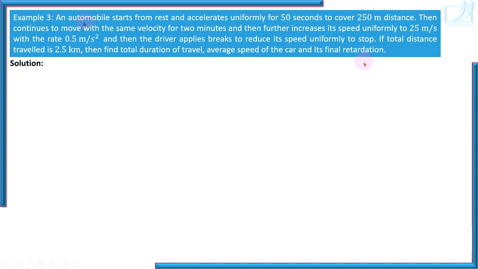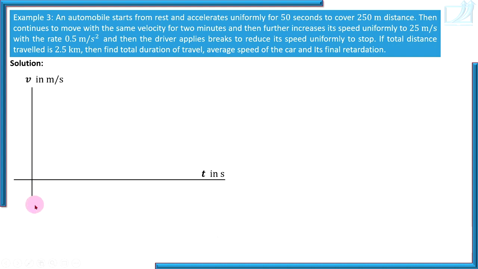Simple problem. You should draw the v-t diagram. What is there in the problem that suggested you to use a v-t diagram? Acceleration is different in different time intervals. So along the x-axis time, along the y-axis velocity. It's very easy. Actually, in no time you will be able to draw a v-t diagram, provided you have really understood it.